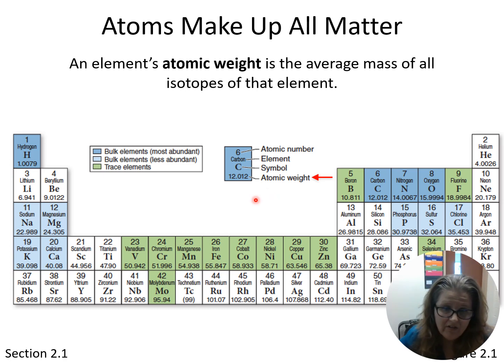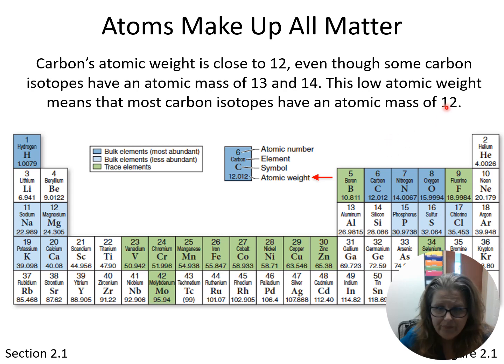Now, when you're calculating things like the number of protons and the number of neutrons, the number of protons you'd already know because of the atomic number. But if I said, hey, tell me the number of neutrons in carbon, just take the whole value. Don't worry about 12.012. Take 12 minus 6, and then you get 6 neutrons.